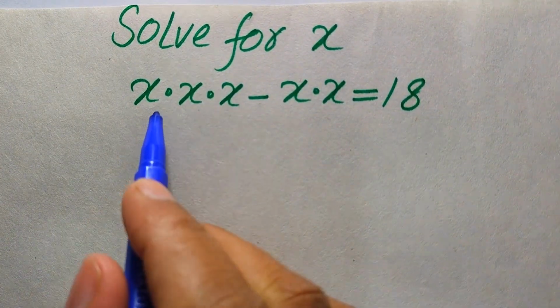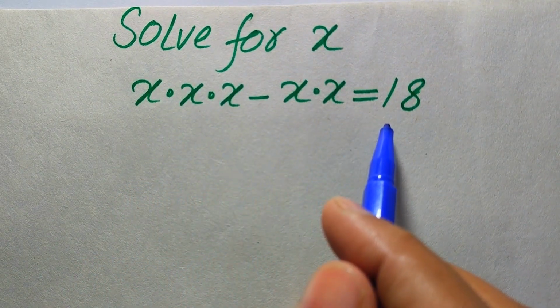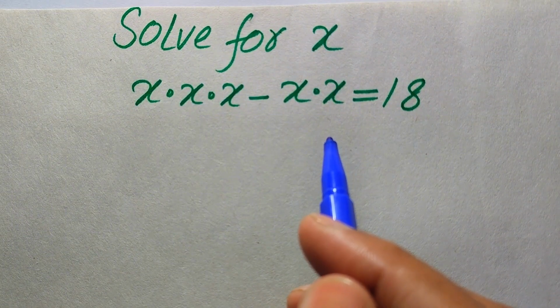So here we have x times x minus x times x is equal to 18, and we solve this problem for all the values of x. So here we need to find all the roots of this equation.